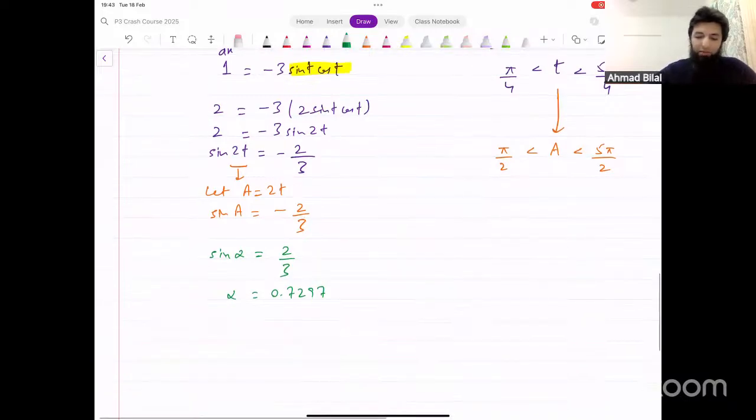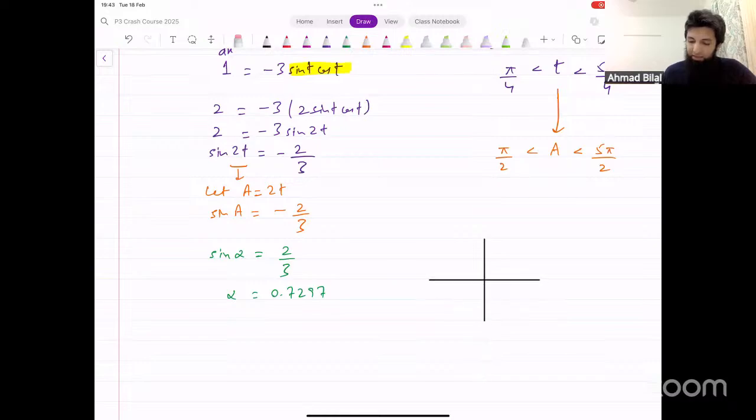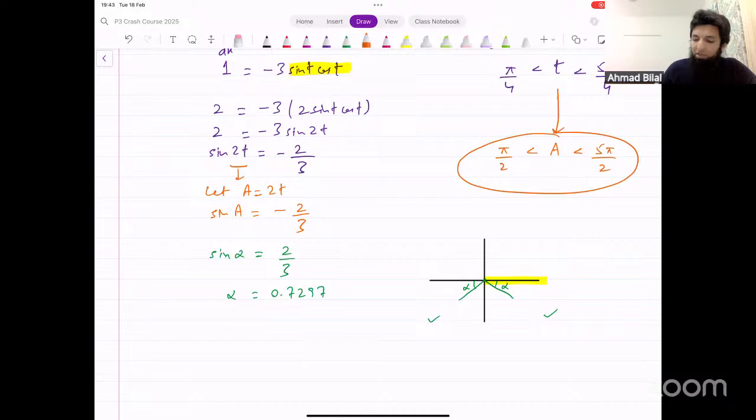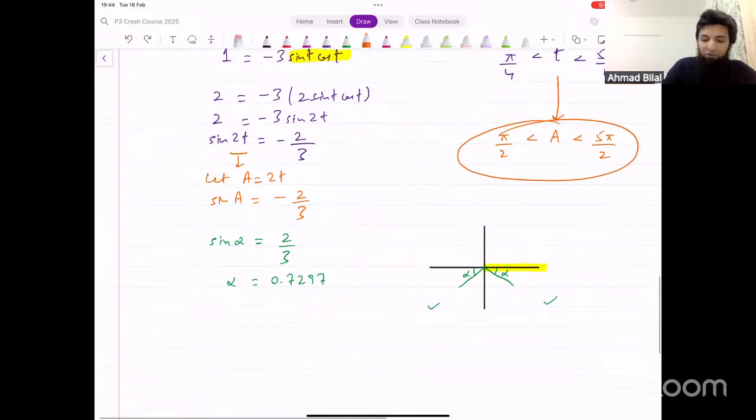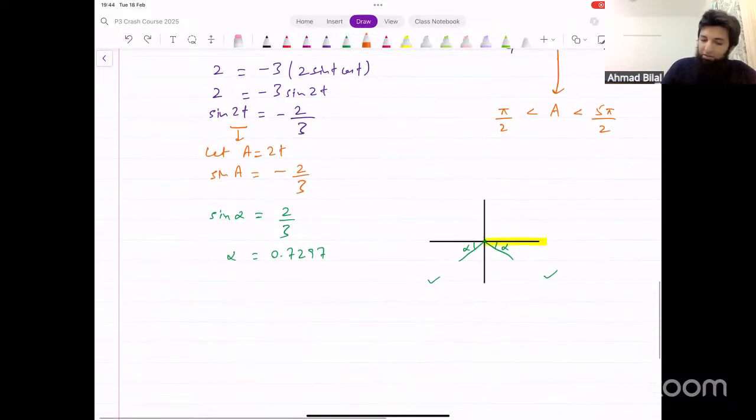All right. Now we think of quadrants. Sine is negative. Where is sine negative? It's negative in the third quadrant and in the fourth quadrant. So we can consider the basic angle here or here. We start measuring from the positive x-axis. The interval is only positive values of a, so we have to go anti-clockwise. The first angle that we get is this one. What's this angle? A is equal to pi plus 0.7297.